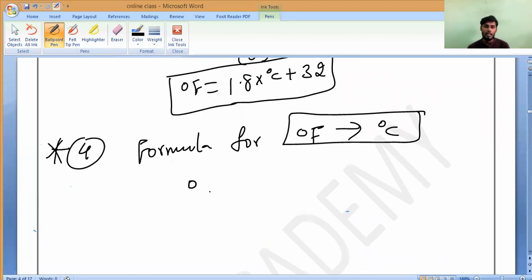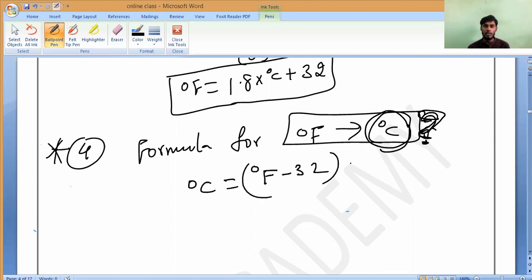I can write degree Celsius. Finally, I want degree Celsius, so that should come on the LHS. Always, what you have to find should come on the left side. So degree Celsius is equal to degree Fahrenheit minus 32, into 5 divided by 9. This is what you have found. Yes or no?